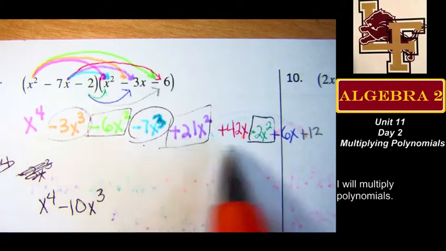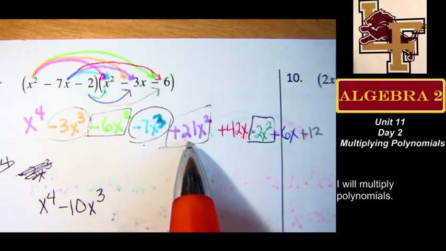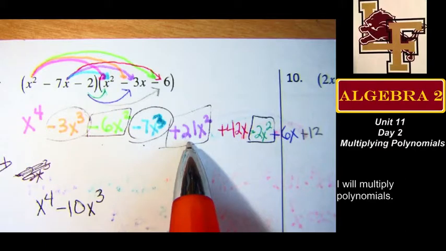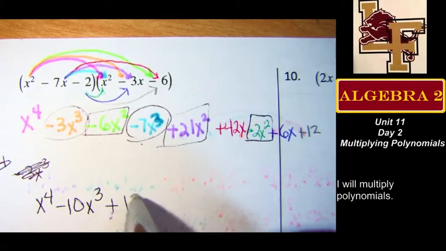Let's see. 6, 2, that's 8. 8 from 21 is, well, their signs are different, so it's going to feel like subtraction. 13, I think. Okay, and it's a positive.